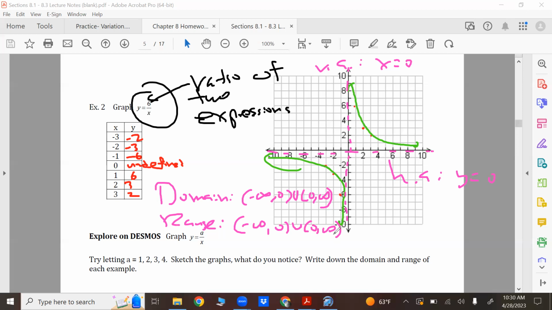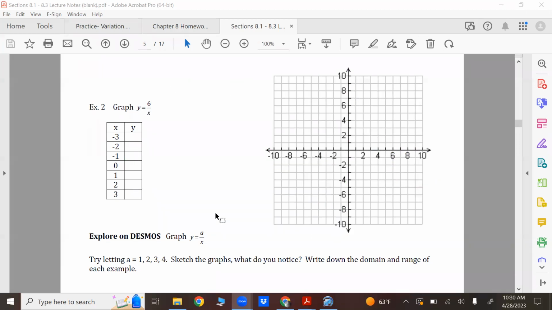I prefer you put the union, because you're going to have to make that a habit in pre-calculus and calculus, because that's the expectation. I would prefer you put the union just to get used to it. All right, let's move on. Let's do some more practice.